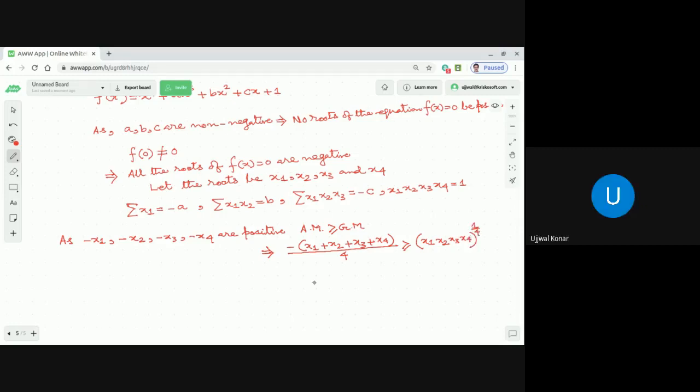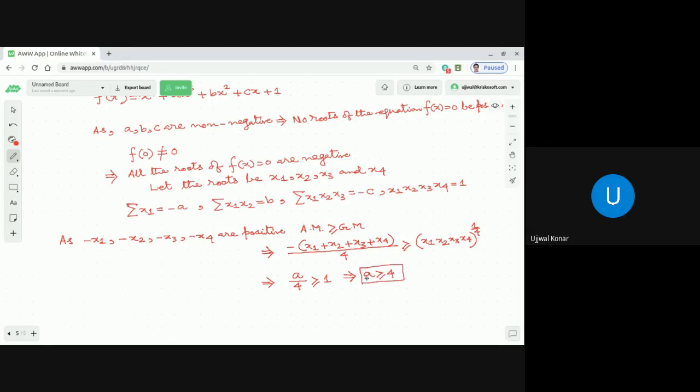Correct, no? This implies what? x1 + x2 + x3 + x4 is minus a. So minus of minus a by 4, that means a/4, is greater than or equal to (x1 x2 x3 x4) power 1/4, which is 1. So a/4 is greater than or equal to 1. So from here what are we going to get? a is greater than or equal to 4. Correct, no, dear students?